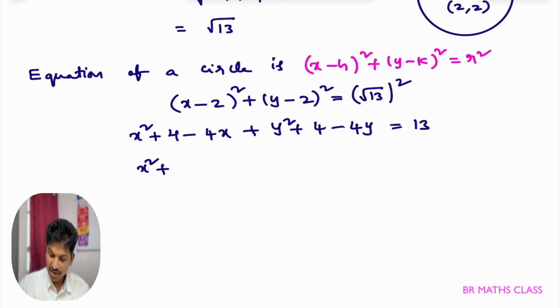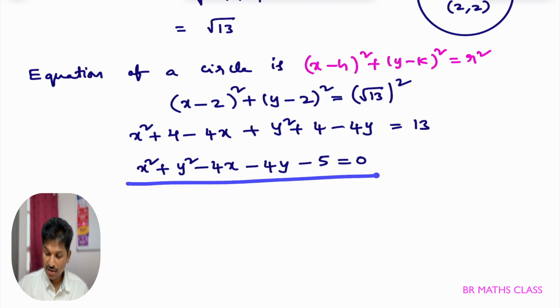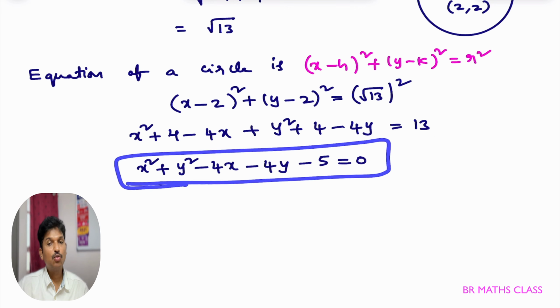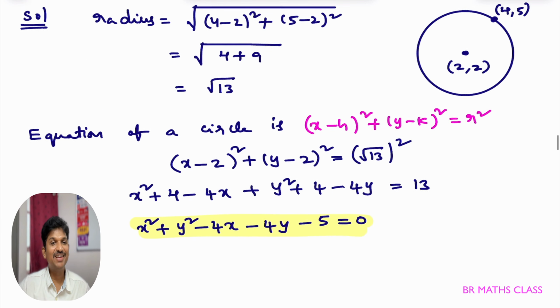Now you simplify, x square plus y square minus 4x minus 4y. You see here, 4 plus 4, 8. 8 minus 13, minus 5, equal to 0. This is the required equation of a circle. I hope you are understanding.